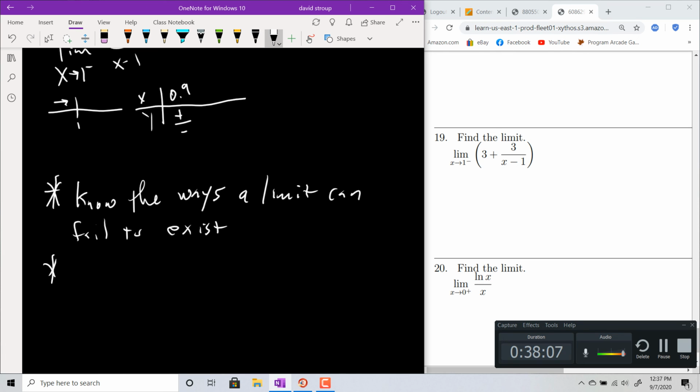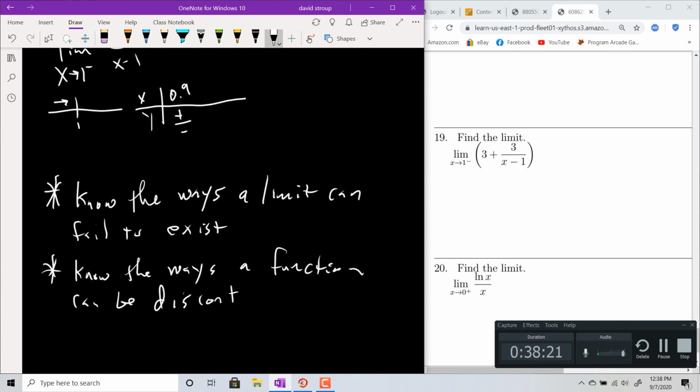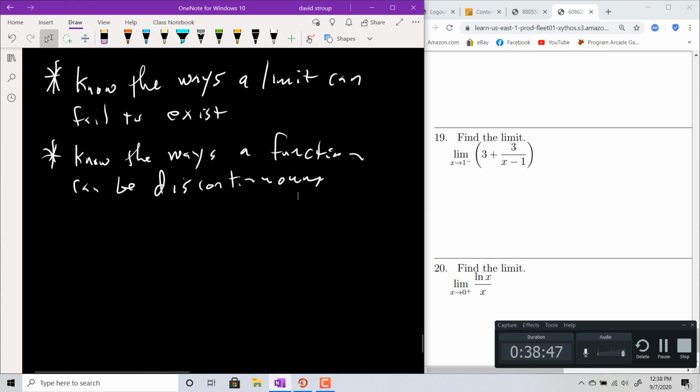Okay. And then also be familiar with, and be discontinuous. Okay. So the ways a limit can fail to exist: different left and right behavior, unbounded behavior, or oscillation. The ways a function can fail to be continuous: it's not defined at a certain point, its limit does not exist, or the limit does not equal the actual function evaluated at the point the limit is approaching. Okay, so just make sure you know that kind of stuff.